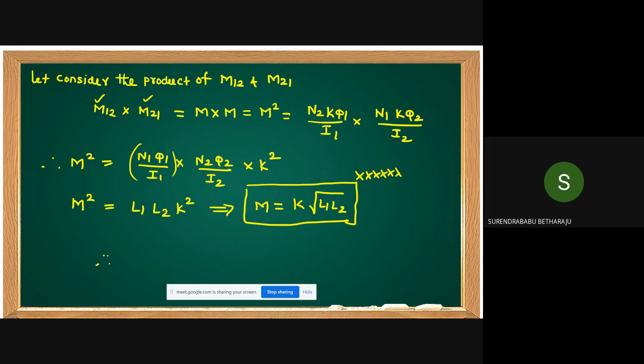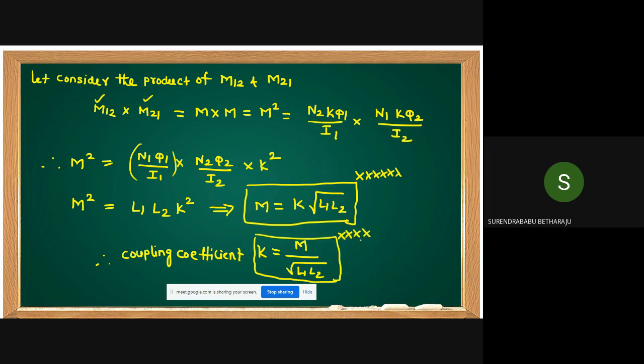Therefore, what is the coupling coefficient K, students? The coupling coefficient K equal to M by square root of L1 into L2. Very important relation for any competitive exams. The coupling coefficient K equal to M by square root of L1 into L2.